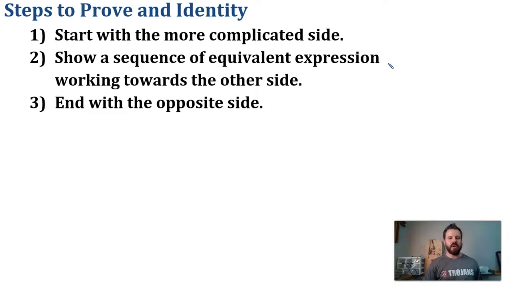Okay, the bulk of the proof is showing a sequence of equivalent expressions working towards the other side. That's the majority of the work. And then step 3 is you end with the opposite side of the identity. Okay, and then like we said in this step 2 here, what are we using? Well, we're using those same fundamental identities from last section to reduce down the expression until we get to the opposite side. So basically a proof is a lot like simplifying where we already know what the answer is.